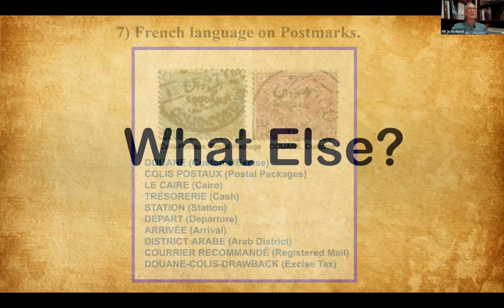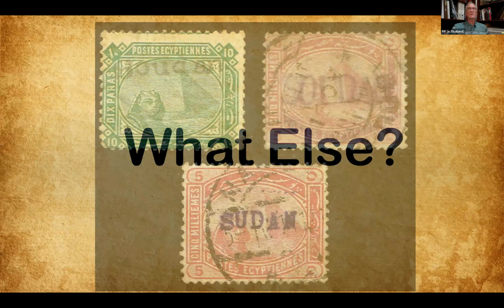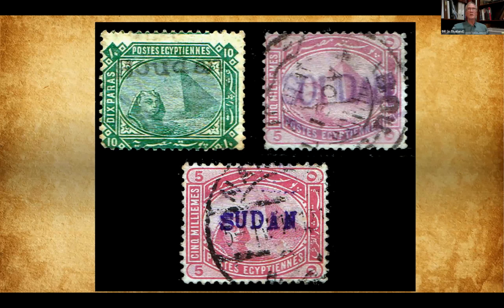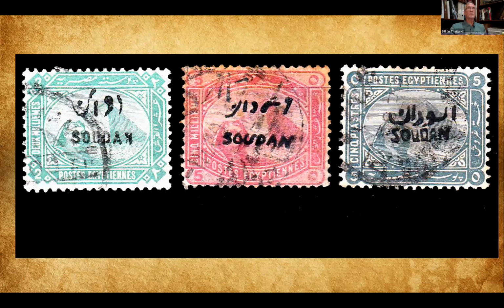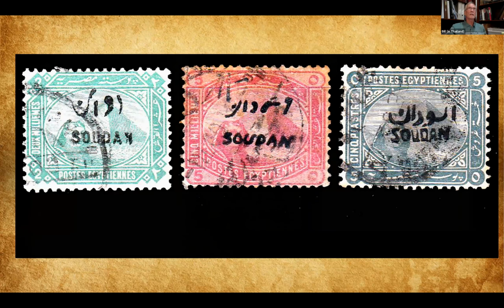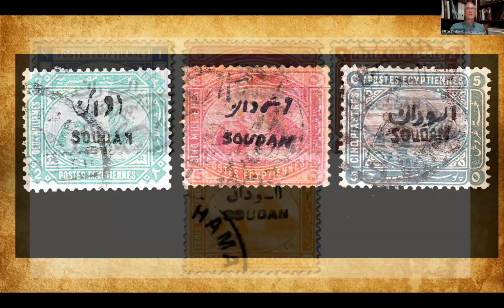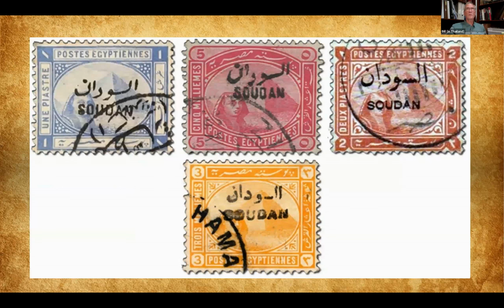What else? Here are several examples of forged overprints that are so unlike genuine overprints that even the most inexperienced collector would know the difference. Here are several examples of overprints that appear to have been made by hand. And here are 4 examples of overprints where the noon is dramatically different from a genuine overprint.